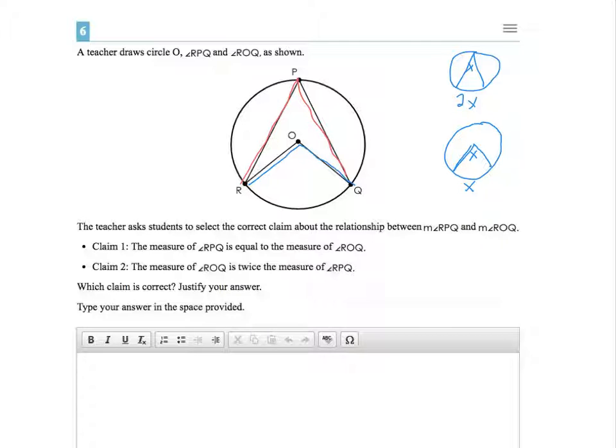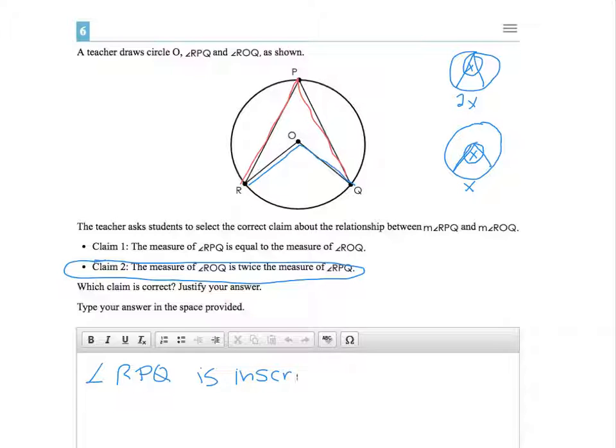So if we think of this arc as x and this is 2x, then this angle is actually half as small as this angle. So claim 2 is correct, where it says the measure of ROQ is twice the measure of RPQ. And it says justify your answer, and here would be a really nice answer. I would just say angle RPQ is inscribed. So it's half the arc.